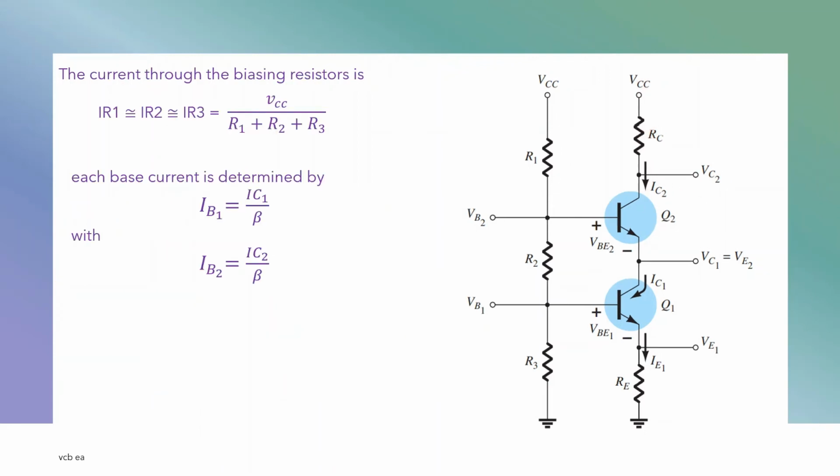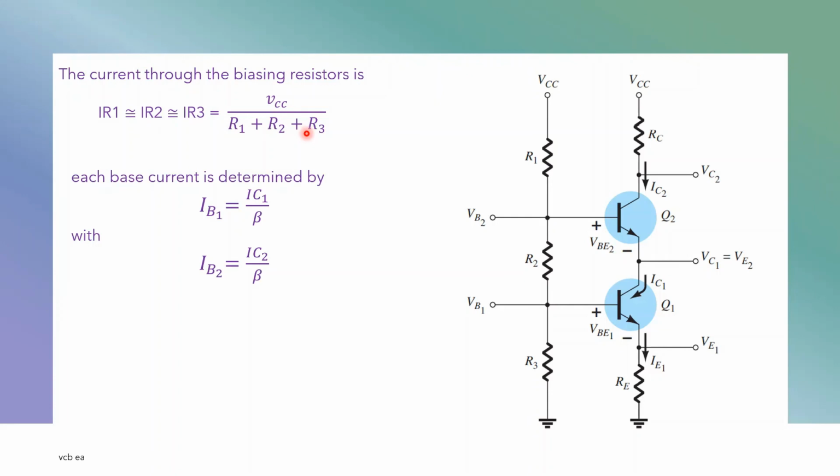Now, our final step is to determine the current through the biasing resistors. As we made an assumption that the current flowing through the base terminal is very small, R1, R2 and R3 will be in series. So, we can determine the current by simply calculating the effective resistance. The current through the biasing resistors is equal to VCC divided by R1 plus R2 plus R3.